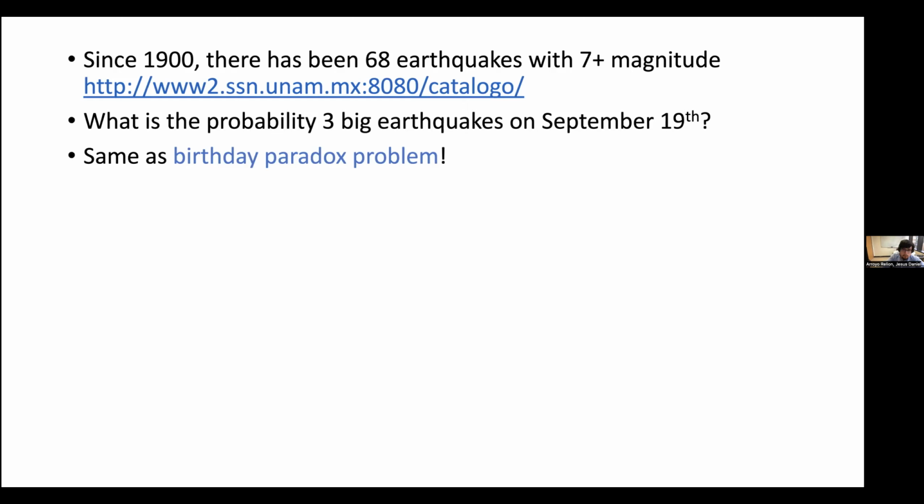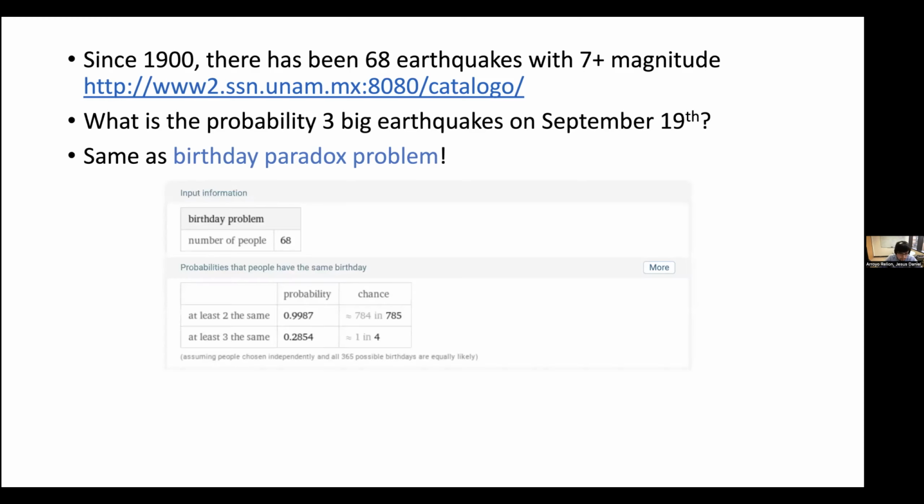So then one may wonder whether it's more likely to observe earthquakes happening in September, or in particular, whether there's a higher probability of having earthquakes on September 19. And well, you may think that having three earthquakes on the same day is something very unlikely, but this is the same as the birthday paradox, which is a very well-known problem in probability. It's a paradox because although this seems unlikely to happen, if you calculate the probability carefully, here I'm just using Wolfram Alpha to obtain the value of this probability, you can see that this probability is actually not that small, and it's not that unlikely.